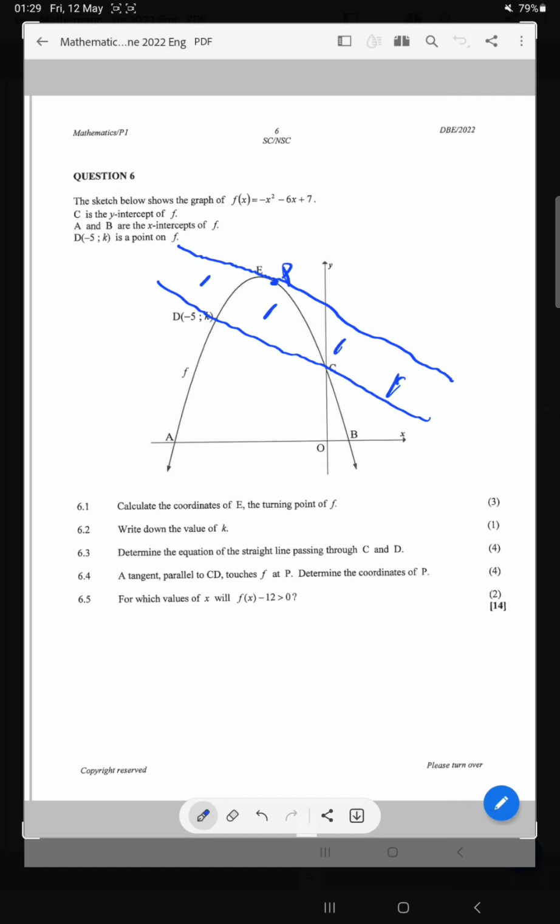So now we have to determine the coordinates of P there. So I'm just giving you the picture. That's the situation. Now in this case, we will have to factorize.